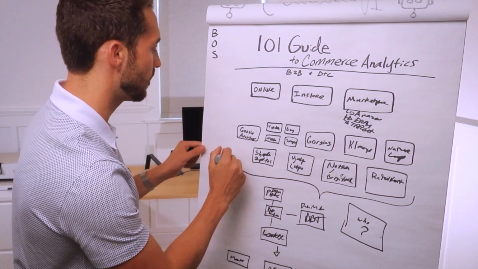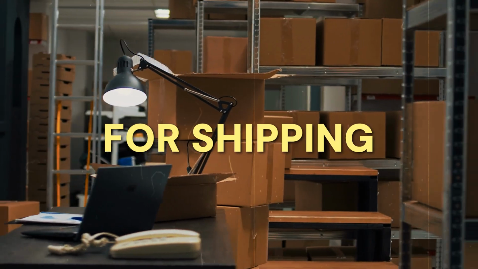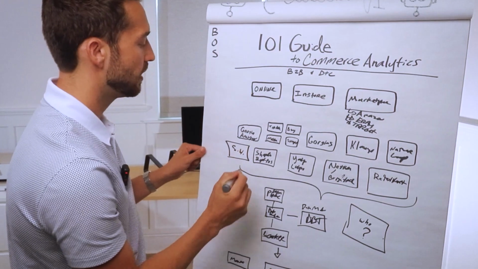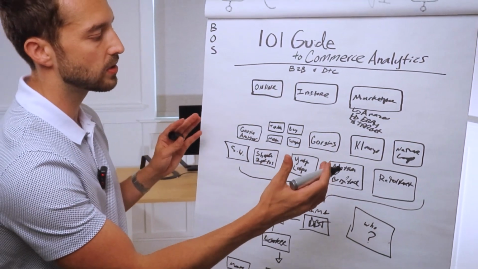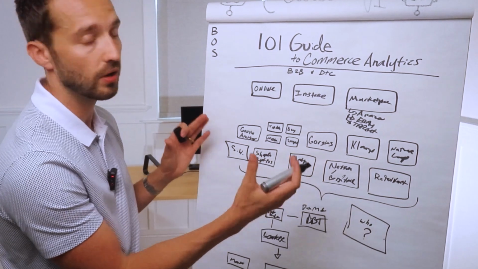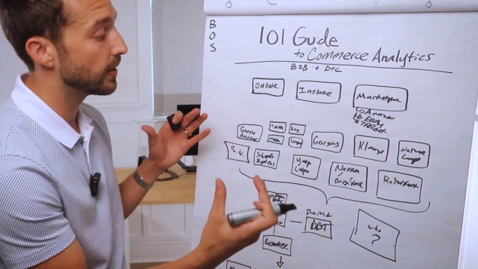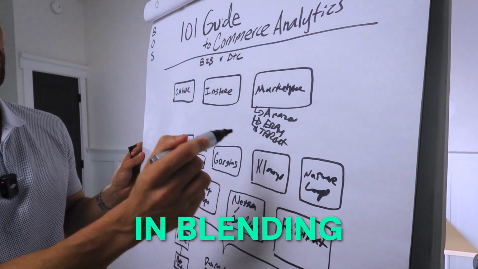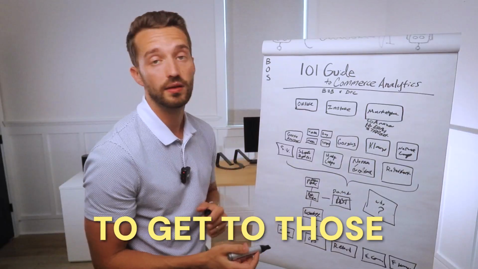Or maybe you also need to incorporate another tool that you add to your tech stack for shipping, like ShipStation or ShipHero, that might be stored within here too. I think it's really important that you have a lot of data here that's being stored. It gets pretty granular, it's their own data sets. But where a lot of that gold is, or secrets, or ways to unlock revenue, or that data accuracy is all in blending some of this data together, or most of it, to get to those insights.